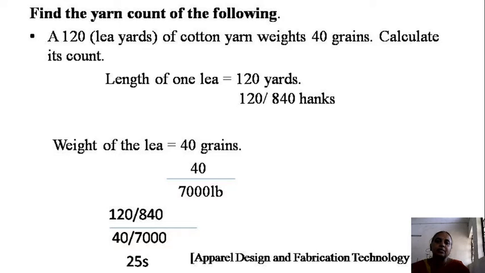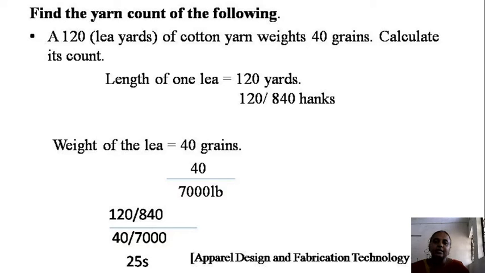The first problem is: a Lee, 120 yards of cotton yarn, weighs 40 grains. Calculate its count. So in this, the length of one Lee is equal to 120 yards. So 120 yards is equal to 120 divided by 840 hanks, you have to remember, that is for cotton. Weight of the Lee is 40 grains. They have given 40 grains. So this is equal to 40 divided by 7000 lb, that is pounds.